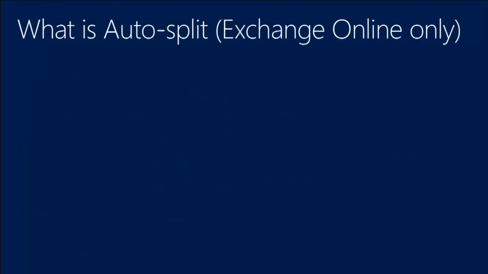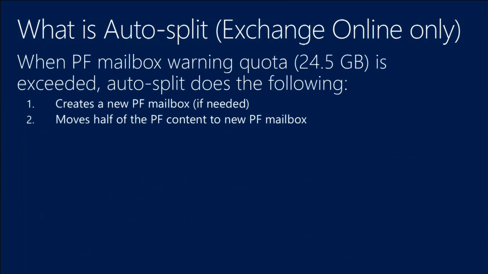Okay, let's talk about the auto-split that I was just mentioning. So basically, in the background, we have scripts running, and when the quota is reached, and the quota currently is 24.5, so that's a warning quota, when the split happens in Exchange Online, then basically this split commandlet or script that I showed you is running in the background and splits up the content to an additional public folder mailbox, if there is one available. If not, well, Exchange just creates another public folder mailbox and then moves the content to that mailbox.